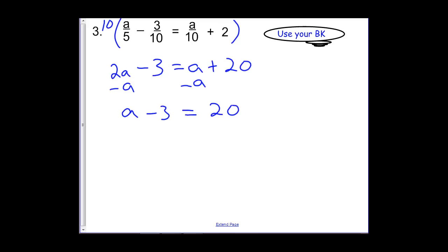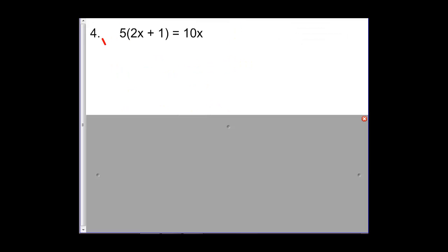And now we're left with a pretty straightforward equation to solve. If I add 3 to both sides, a would equal 23. So what was a pretty complex equation, at least to start looking, it looked pretty complex, and it turns out it's not so bad.